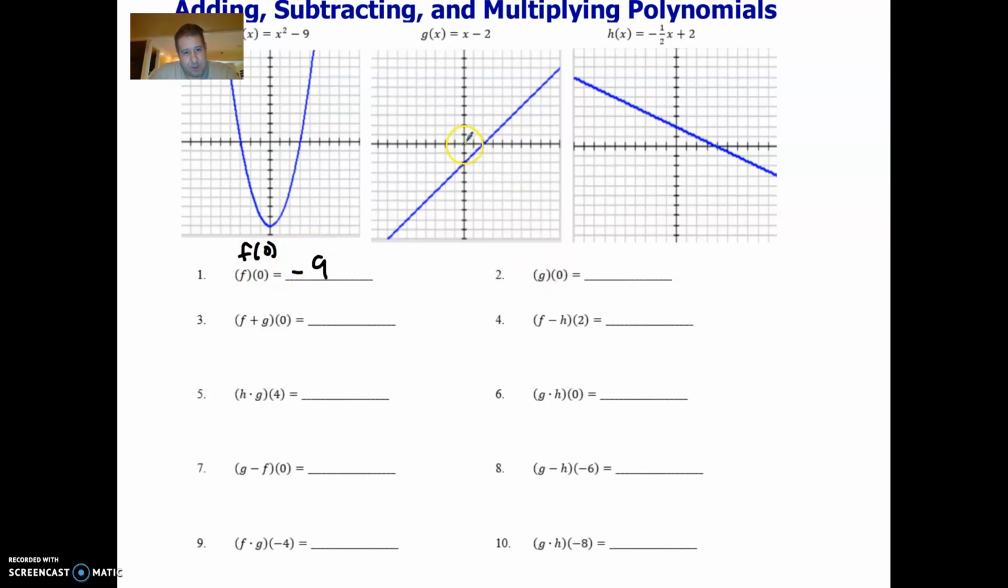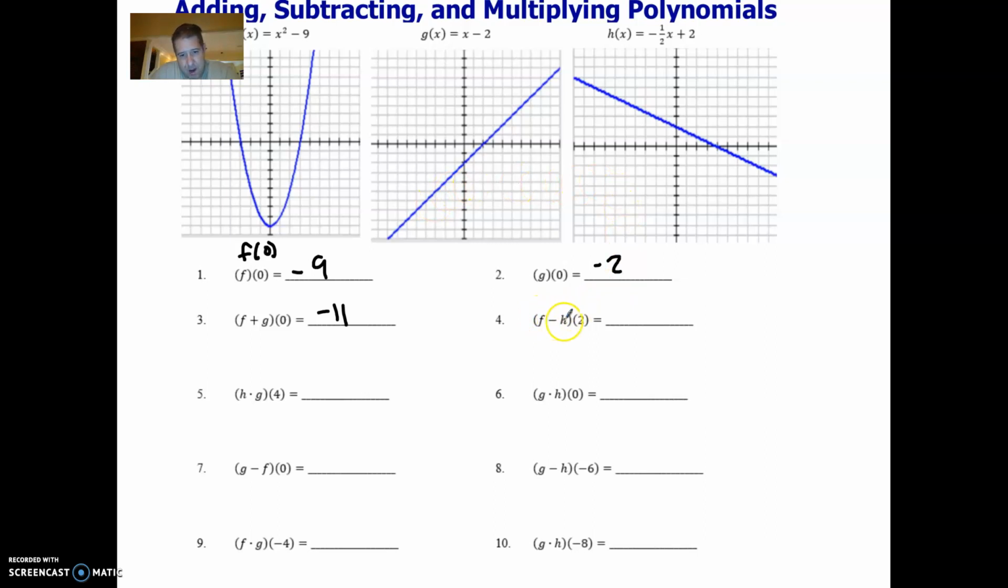g of 0, if I put 0 right here, 1, 2, it's negative 2. f of 0 plus g of 0. Now you can see the benefits of writing it like this. Easier way of writing it. So f of 0 was negative 9. g of 0 was negative 2. Add those two together, you get negative 11.